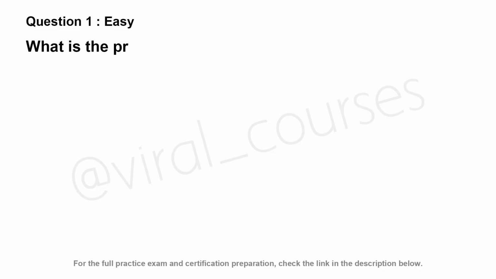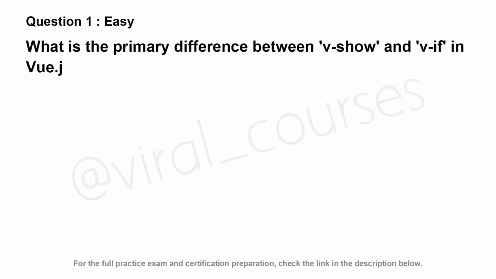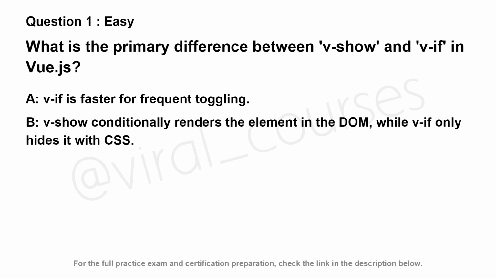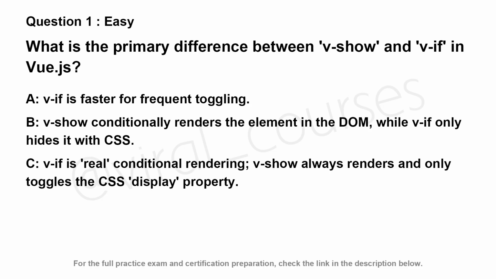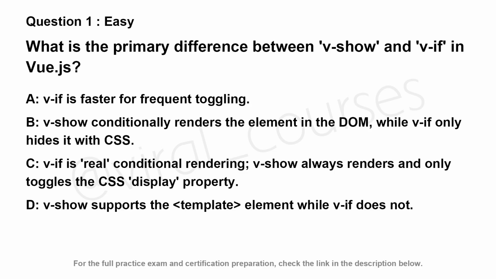What is the primary difference between v-show and v-if in Vue JS? Option A. v-if is faster for frequent toggling. Option B. v-show conditionally renders the element in the DOM, while v-if only hides it with CSS. Option C. v-if is real, conditional rendering. v-show always renders and only toggles the CSS display property. Option D. v-show supports the <template> element while v-if does not.